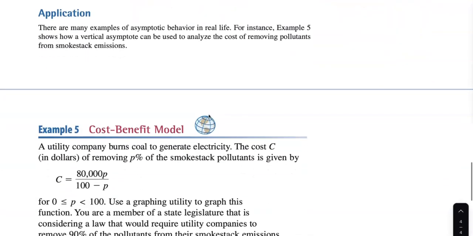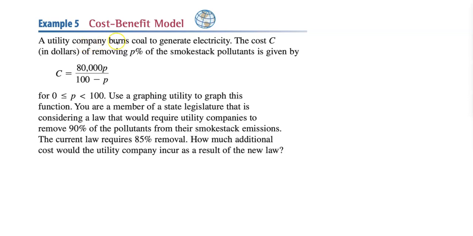So let's do an application problem with this. A utility company burns coal to generate electricity. The cost in dollars of removing P% of smokestack pollution is given by this right here. So this is a cost function for P between 0 and 100. Use a graphing utility to graph the function. Suppose the state legislature is considering a law that requires the utility company to remove 90% of pollutants from their smokestack emissions. The current law requires 85% removal. How much additional cost would the utility company incur as a result of the new law?